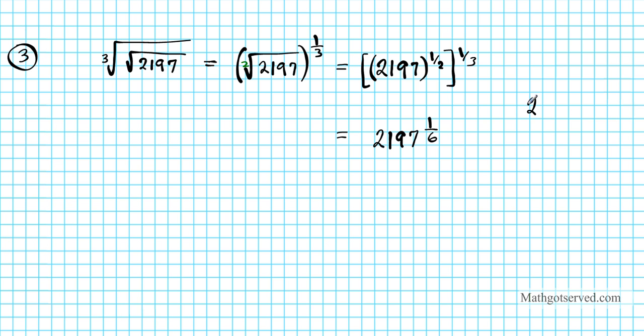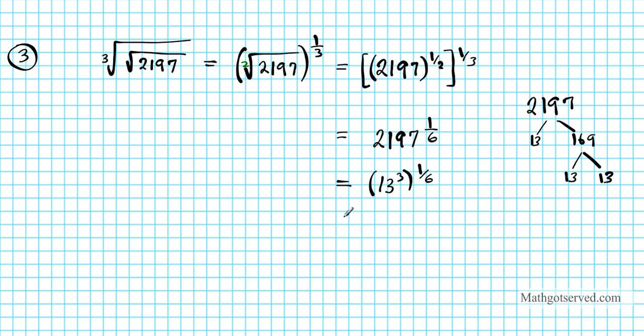So we have 2197. We took out 13, and we're left with 169. And we know that 13 goes into 169 13 times. So the power form of 2197 is 13 to the third power. So this becomes 13 raised to the third power, and that whole thing raised to the 1/6.